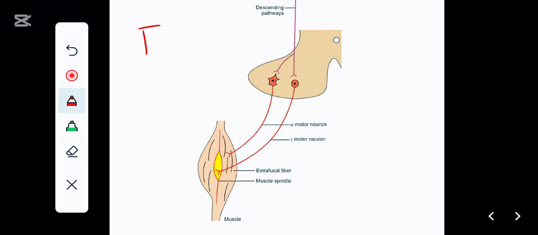So number 1, to maintain your muscle tone. Number 2, to maintain your posture. So these are the main ones: to control your muscle tone and to maintain your posture.